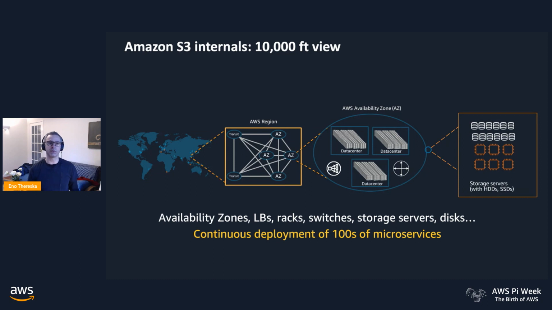Those are some of the hardware challenges that we have in place. On top of this, we also have to continuously deploy software on more than hundreds of microservices that make up Amazon S3. So how do we deploy this software, and how do we tolerate all of these failures? And more importantly, what are some of the metrics we're tracking for availability?